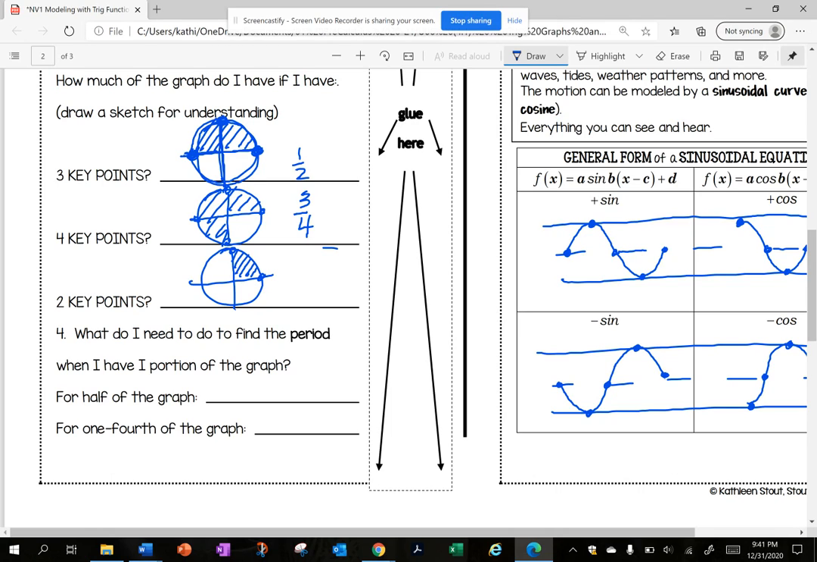So if I don't have all 5 points, I still know how much of the unit circle I have. So when I have a portion of the graph, to find the period, if I have half of the graph, then I need to multiply times 2. And if I have 1/4 of the graph, I know I need to multiply times 4. So if you don't have the full graph, then understand how much of the graph you have and multiply it by the appropriate amount to find the period.